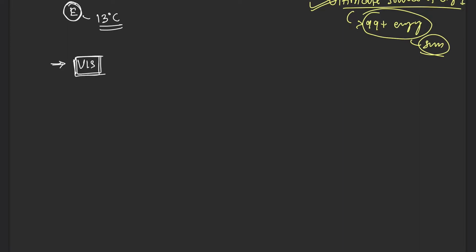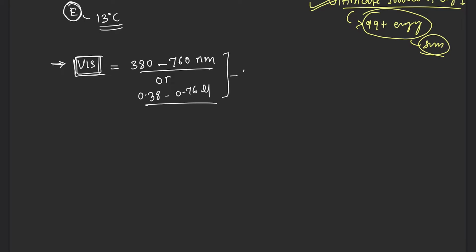What is the wavelength of visible radiation? The wavelength of visible radiation is 380 to 760 nanometer, or 0.38 to 0.76 micron. Okay, this is the range of visible radiation. From this visible radiation we have photosynthetically active radiation. The range is 400 to 700 nanometers, the most photosynthetically active radiation.